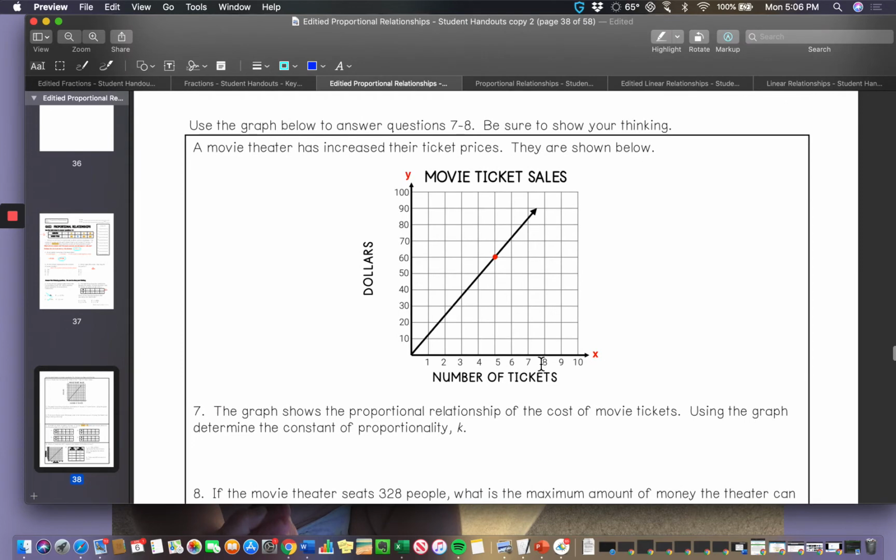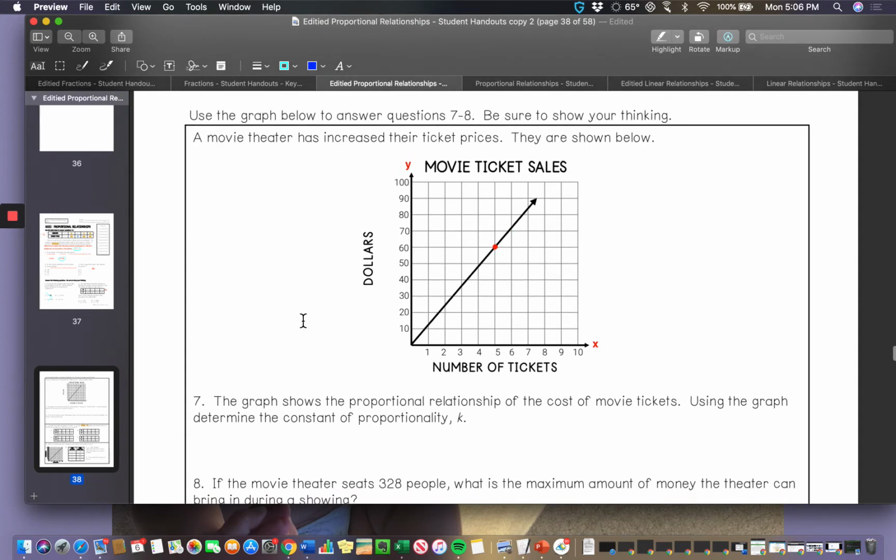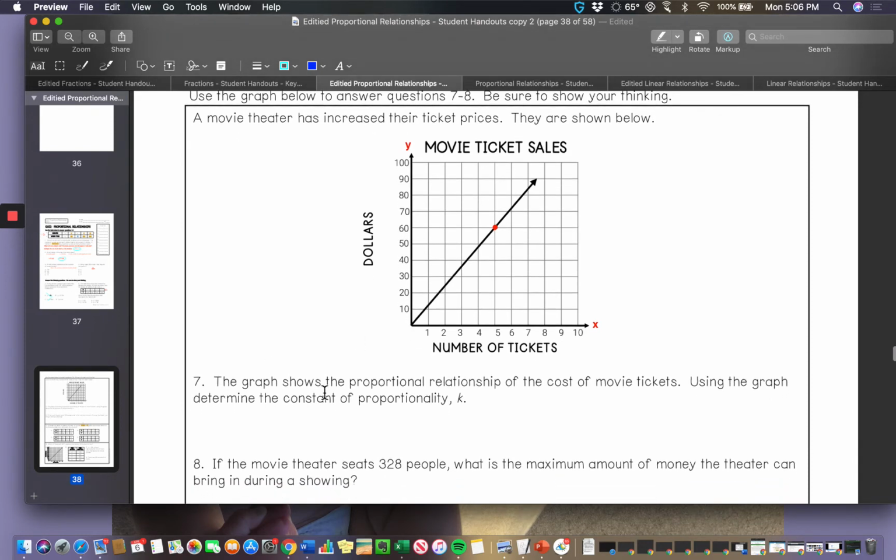Alright, going on to the second page. It says use the graph below to answer questions 7 and 8. Be sure to show your thinking. A movie theater has increased their ticket prices. They are shown below. So we have the number of tickets listed on our X line and the amount in dollars listed on our Y line. The graph shows a proportional relationship of the cost of movie tickets. Using the graph, determine the constant of proportionality.